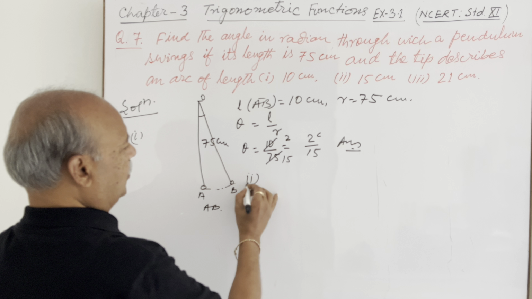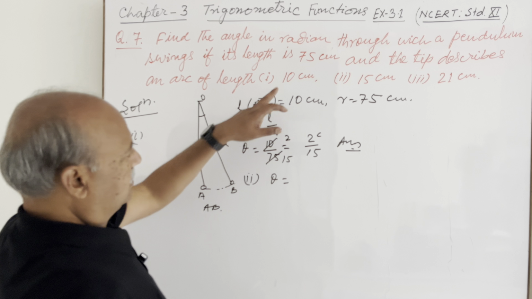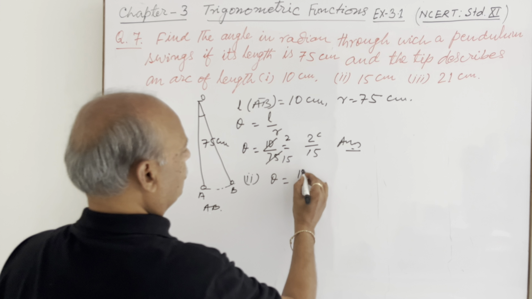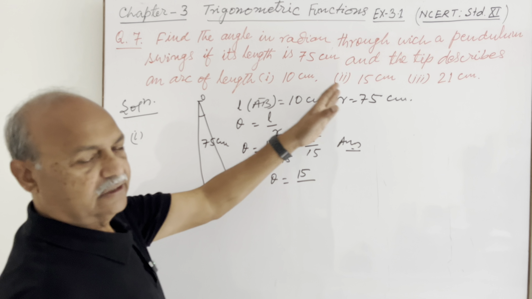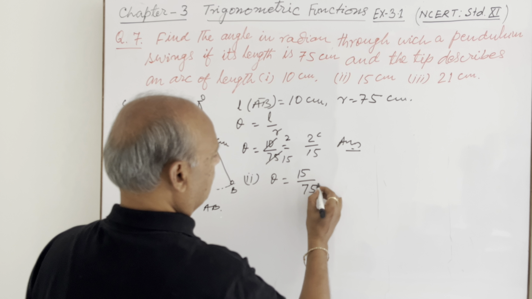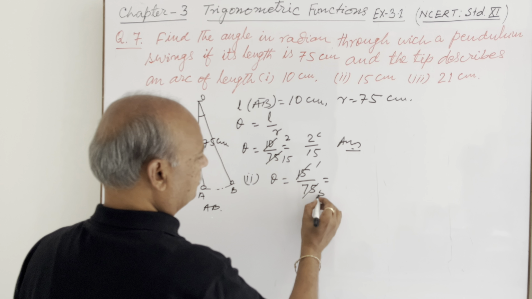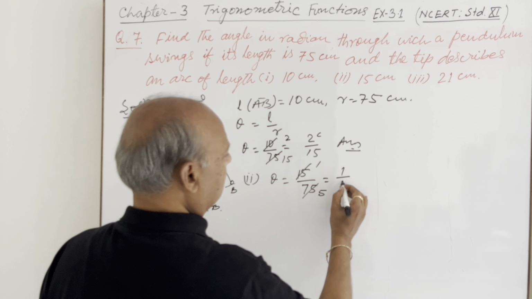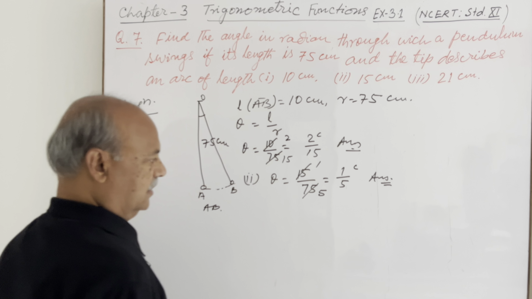Similarly, for the second part, theta is equal to L by R. In the second case, the length of arc is 15 centimeter, and the radius will remain the same for all three cases. Radius is 75 centimeter. Cancel it. 15 1 ja 15, 15 5 ja 75. So this is equal to 1 by 5 radian. This is the answer of the second case.